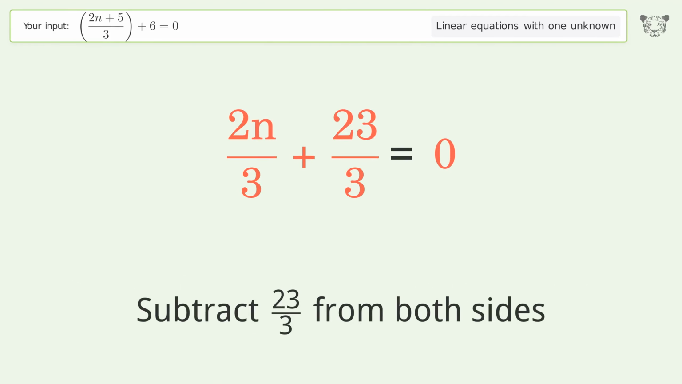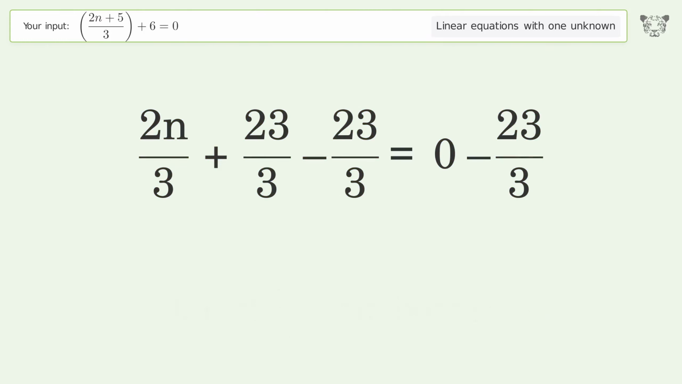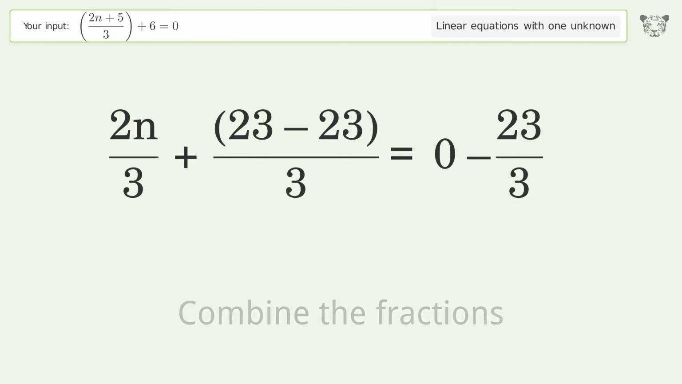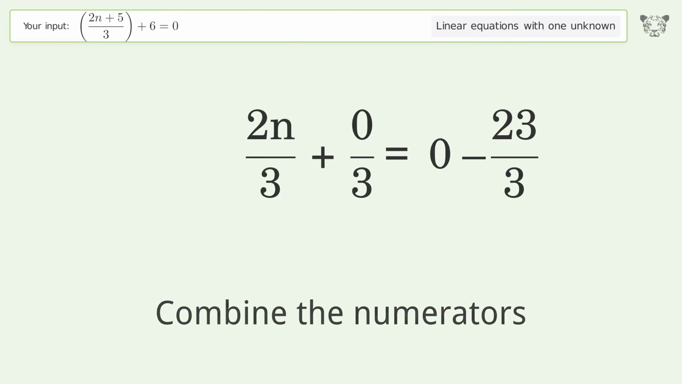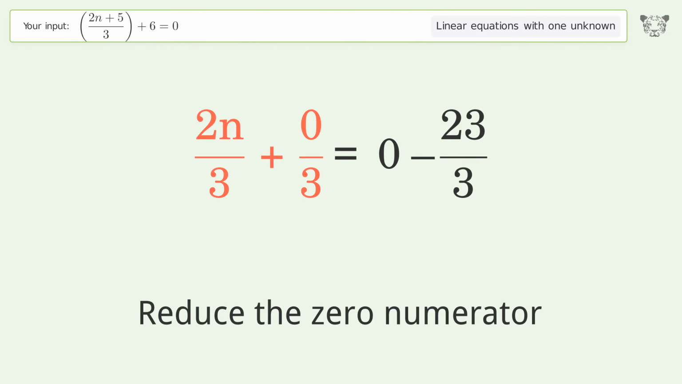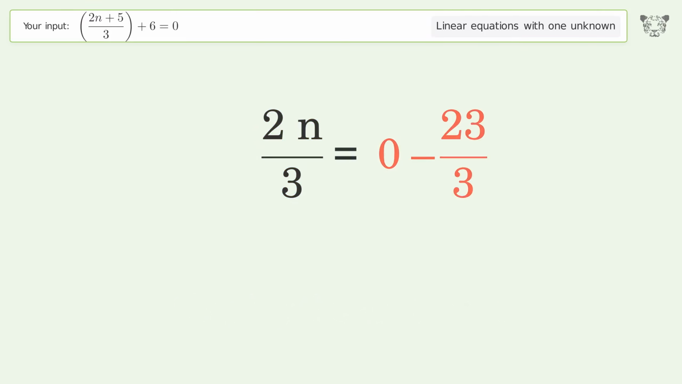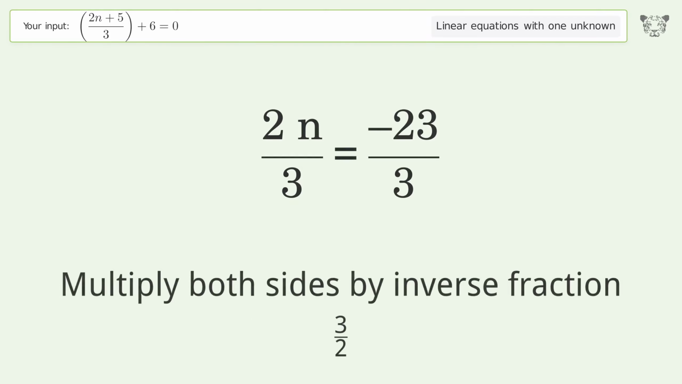Subtract 23/3 from both sides. Combine the fractions. Combine the numerators. Reduce the zero numerator. Simplify the arithmetic. Isolate the n. Multiply both sides by inverse fraction 3/2.